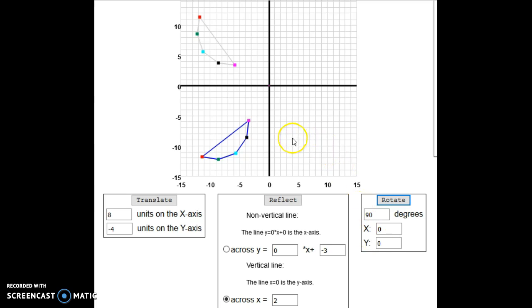All right, that is just a little bit about transformations. In the next video, we're going to talk about dilations, the only transformation we haven't talked about yet.